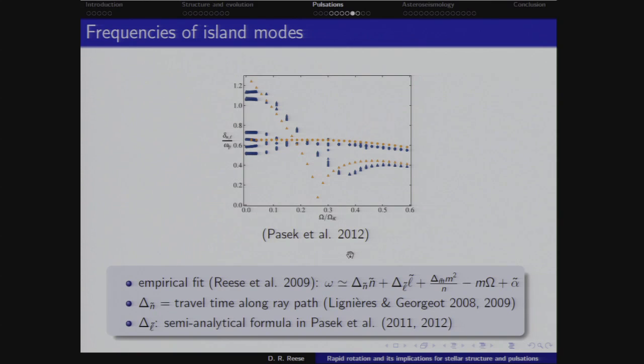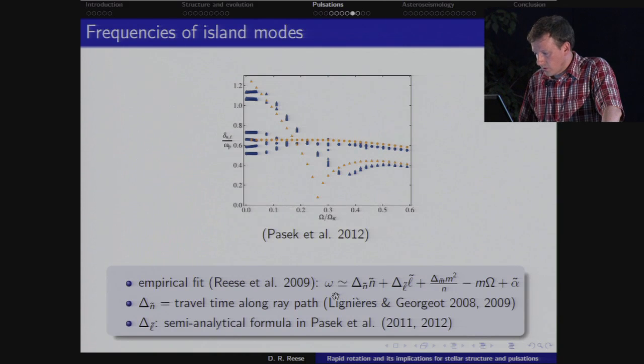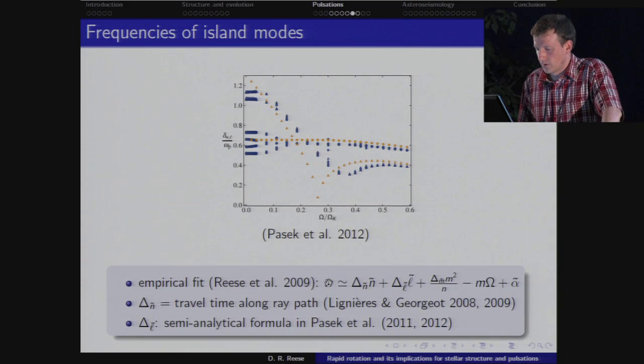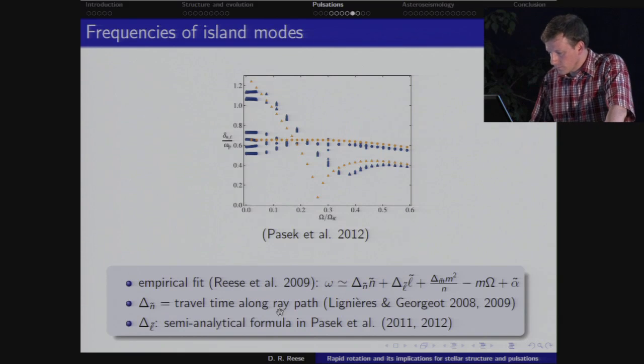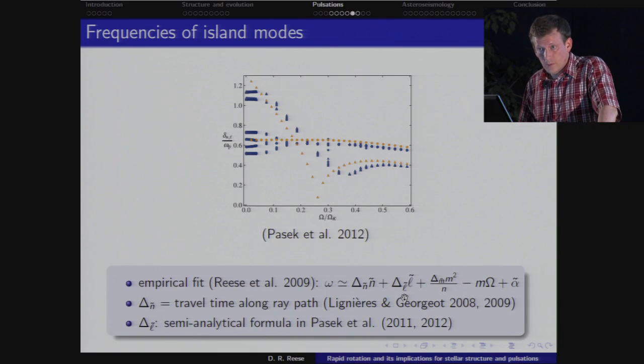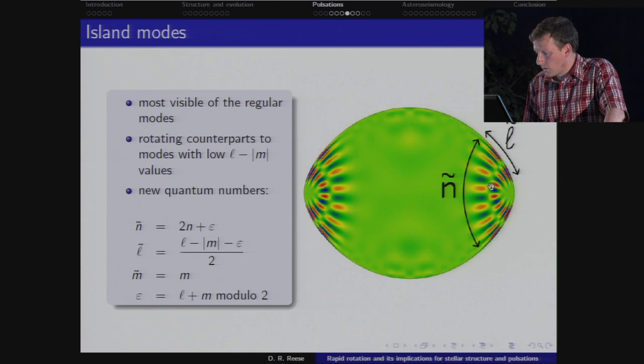Now, introducing these new quantum numbers is quite useful, because it is easier to describe the frequencies of these modes in terms of these new quantum numbers. So using empirical fits, you can describe the frequency using this formula, which is actually a simplified version of the formula given in this article. And the different quantities which intervene in this equation can be described using asymptotic analysis. So this delta n tilde would simply be the travel time along a ray path, which would go right here.